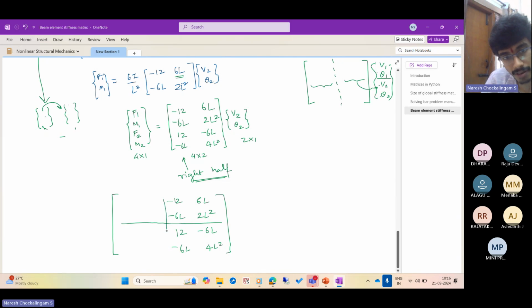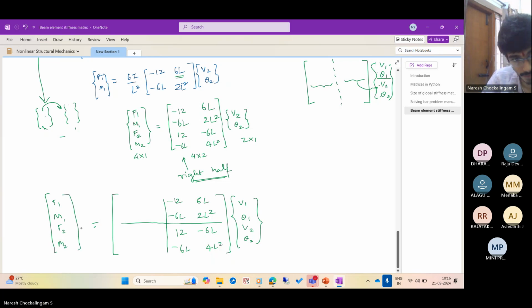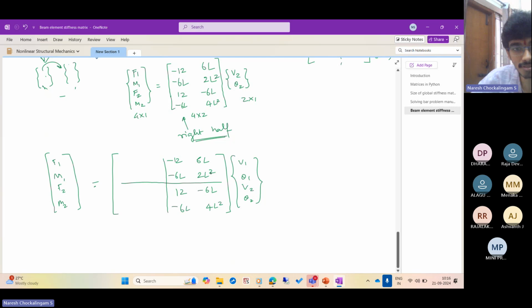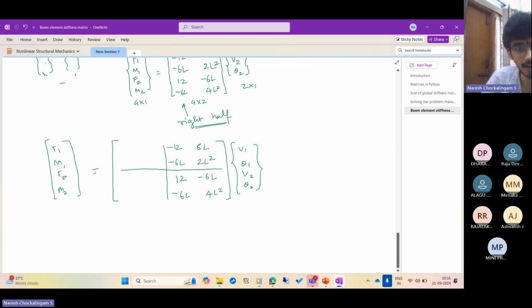Now look at it this way. Can you get these coefficients? Now look at the full matrix. It actually relates V1 theta 1, V2 theta 2, and on this side it has F1, M1, F2, M2. Now this, if you see, what are these set of coefficients relating? This set of coefficients are relating the forces F1 and M1 due to displacements V2 and theta 2.